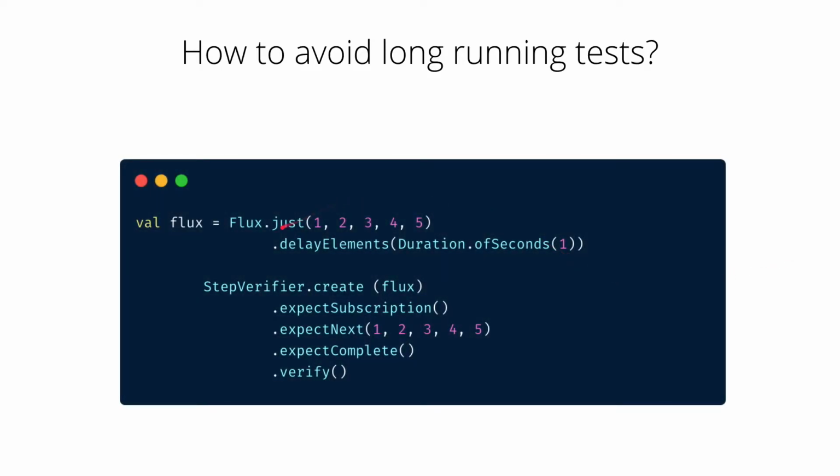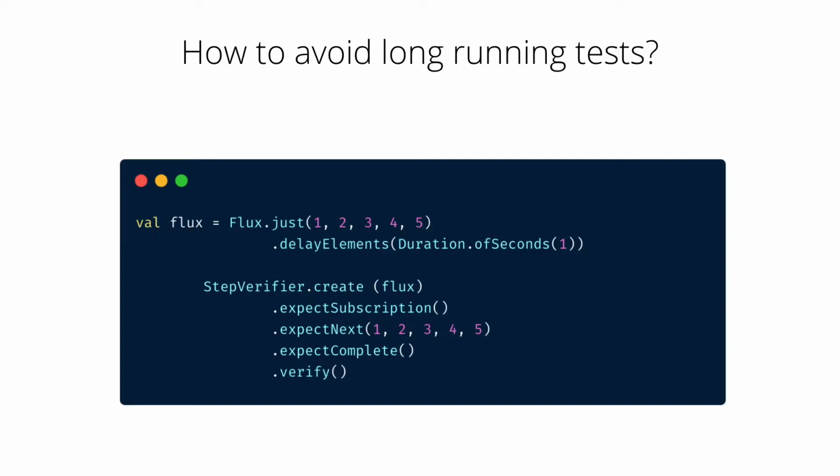In this code snippet, I have created a flux of 5 elements, and then I have added a time-based operator, delayElements, which takes a duration of 1 second, which means this flux will emit elements in an interval of 1 second after subscription. So when you try to test this flux using StepVerifier, you will see that it will take a minimum of 5 seconds to execute.